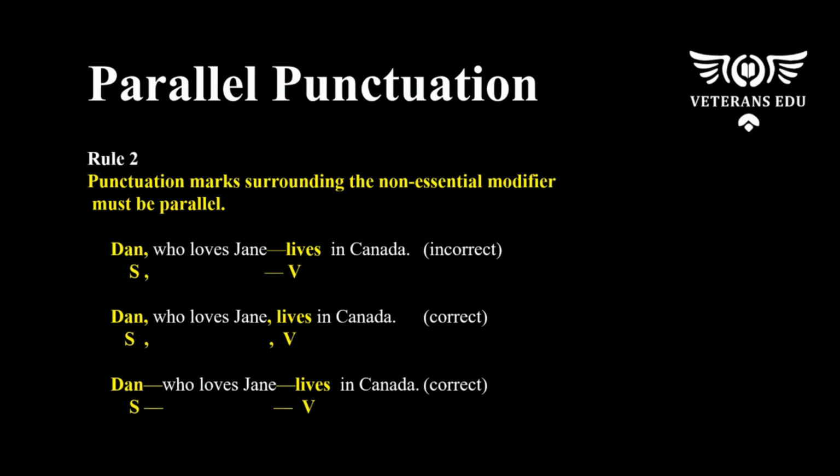Rule number 2. The punctuation marks surrounding the modifier must be parallel, meaning if you open with a comma, close with a comma. If you open with a dash, you close with a dash. Simple, right? Now, we're going to apply this concept in the official writing questions.